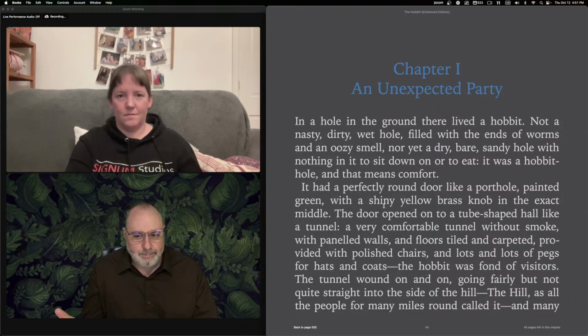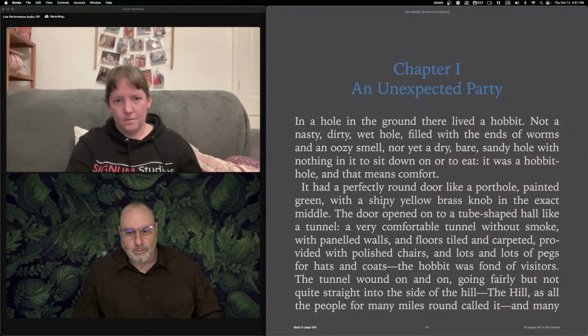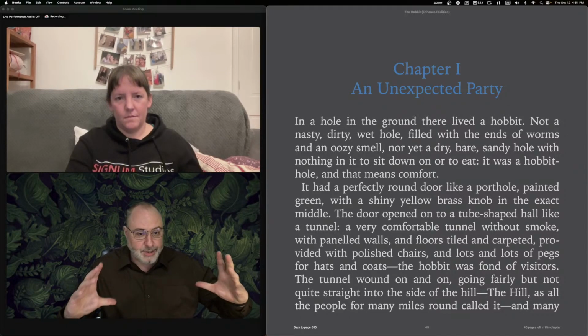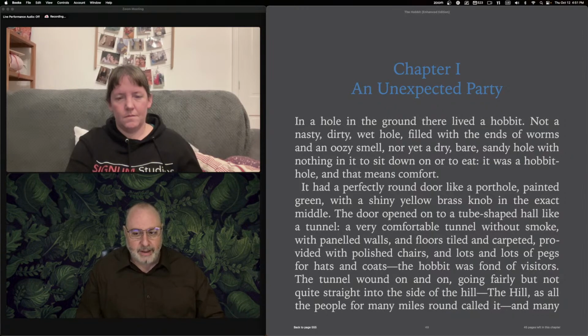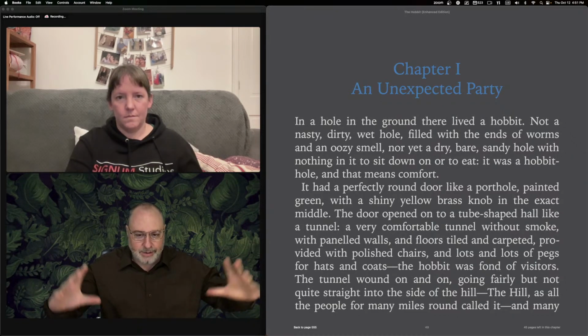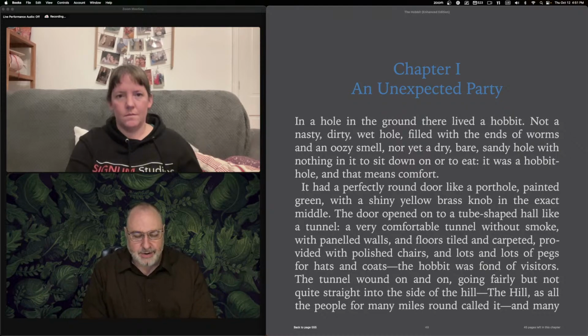And notice, so first of all, the indirection of that. He's setting the stage. And he does this to some extent with mere physical description. Perfectly round door, right, painted green with a shiny yellow brass knob in the exact middle, right? That's just a description of what we would see if we were there, right? The door opened on a tube-shaped hall like a tunnel, with paneled walls, floors tiled and carpeted, provided with polished chairs.